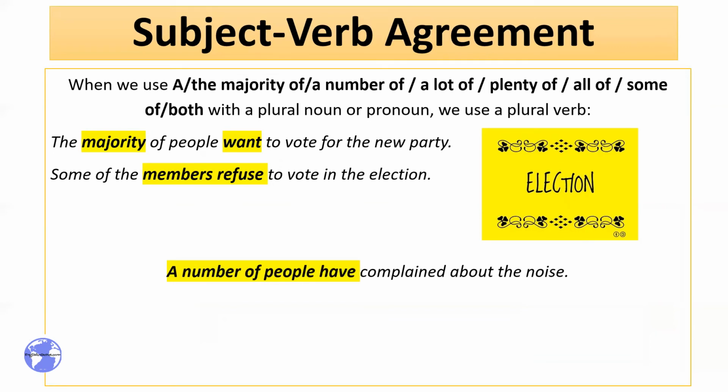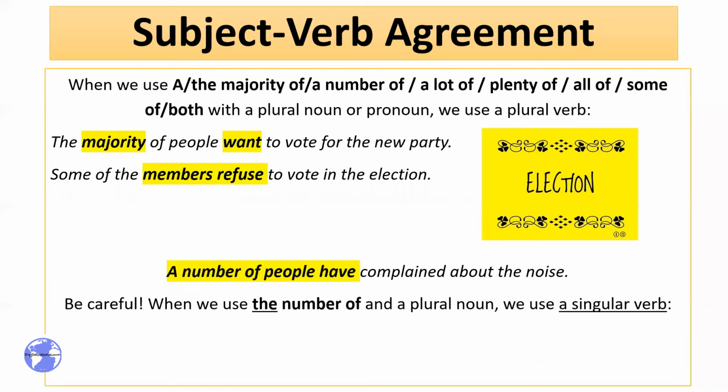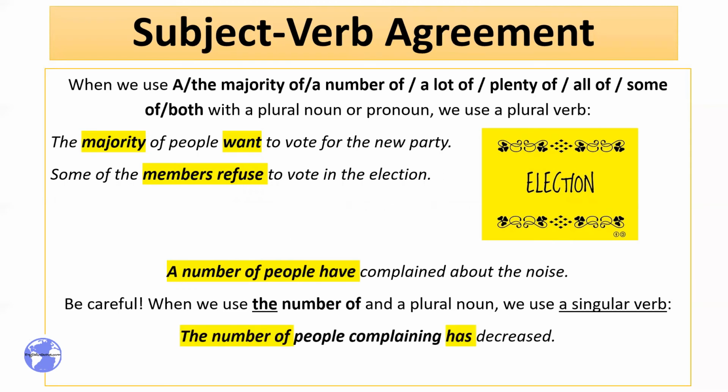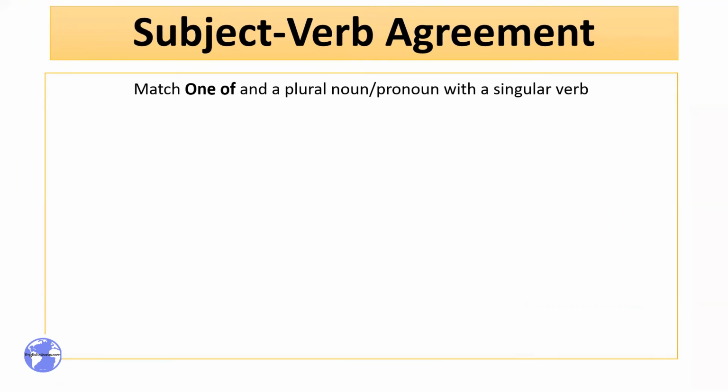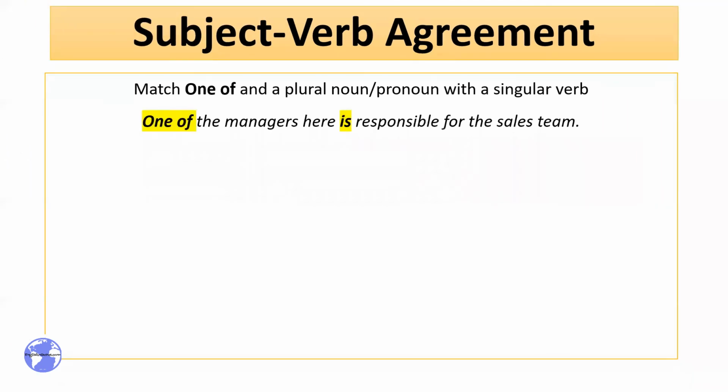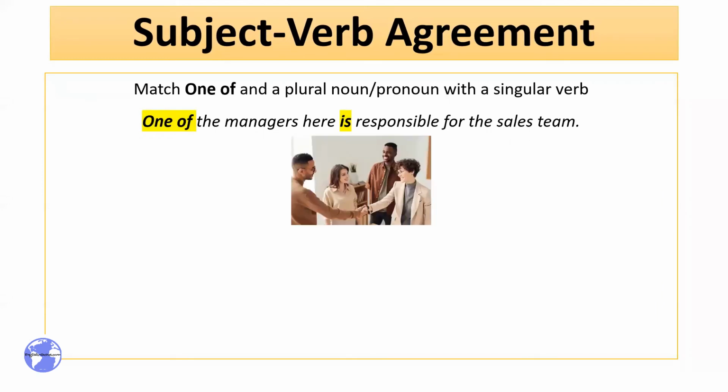Now, a little exception here: when we use the number of, and not a number of, with the plural noun, we use a singular verb. For example, the number of people complaining has decreased. In this case, the number of becomes the subject of the sentence and determines a singular verb, has. Match one of and a plural noun or pronoun with a singular verb. One of the managers here is responsible for the sales team.